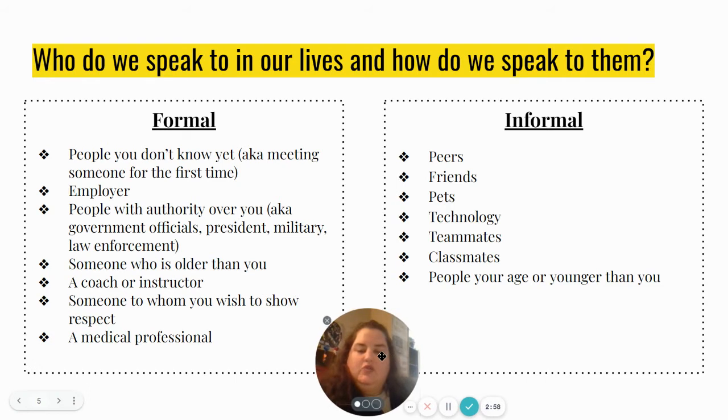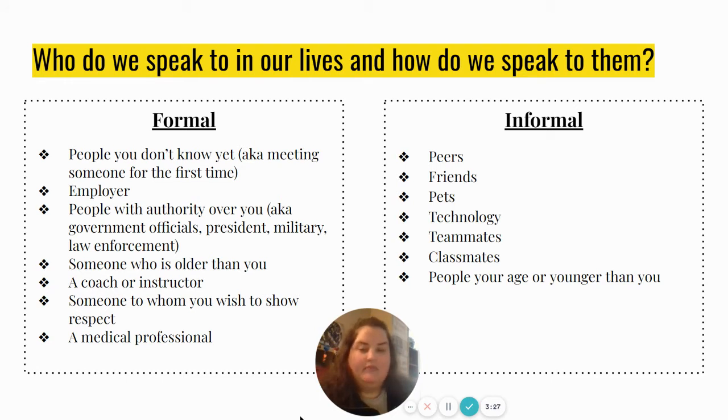Oh, let's scoot. There we go. So, let's sort of divvy this up. Who do we speak to in our lives and how do we speak to them? So, some people on the formal list: people you don't know yet, aka if you're meeting someone for the first time, your boss, the person who employs you. So, you guys, your boss right now is your teachers. I have lots of bosses, okay, as a teacher.